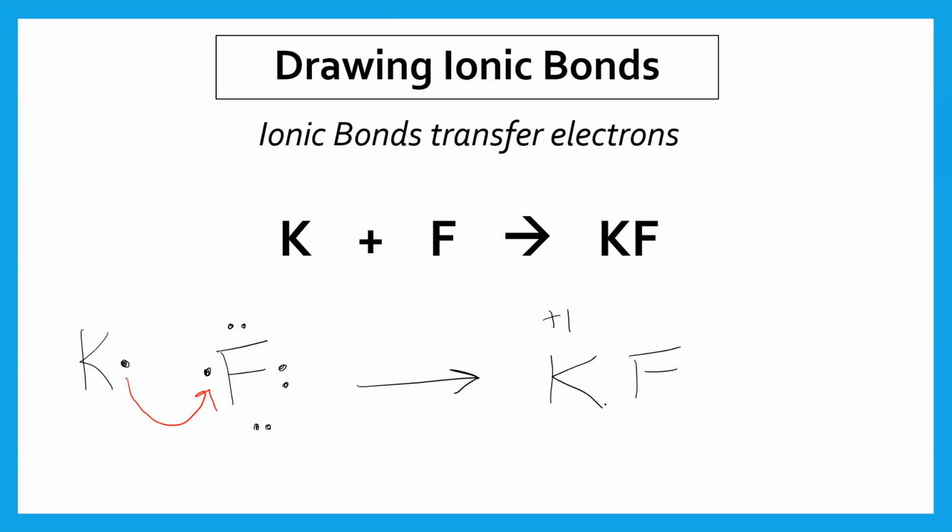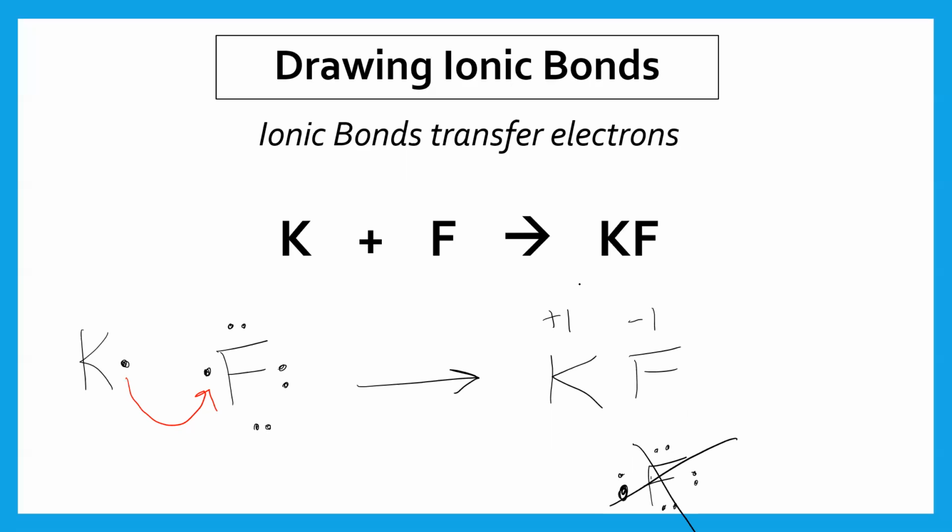And F now has, technically, if you draw it down here, it has 1, 2, 3, 4, 5, 6, 7, 8. And this is the dot that it accepted. So what's the charge going to be on F? I know it accepted 1 electron. It accepted negativity, so it's going to be negative. So I'm not going to actually draw the dots around this. I'm just going to show the charges. If you need to draw this down below, that's fine, but this is going to be my final answer.